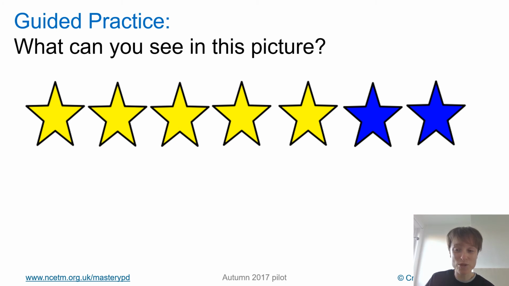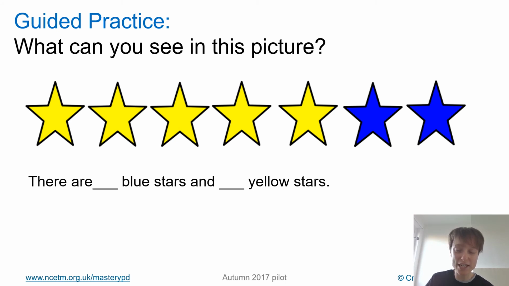Now, I want us to say it a little bit differently, and we're going to start by having a look at the blue stars first and then the yellow stars. So your first sentence will be there are blue stars and yellow stars. So pause the video and fill in the missing numbers for me. Say the whole sentence. Shall we see if you're right? Off we go. There are 2 blue stars and 5 yellow stars.